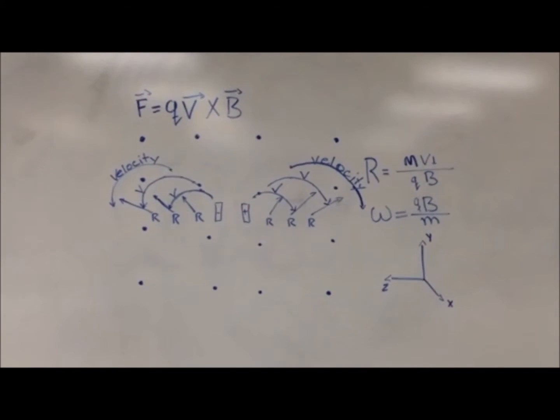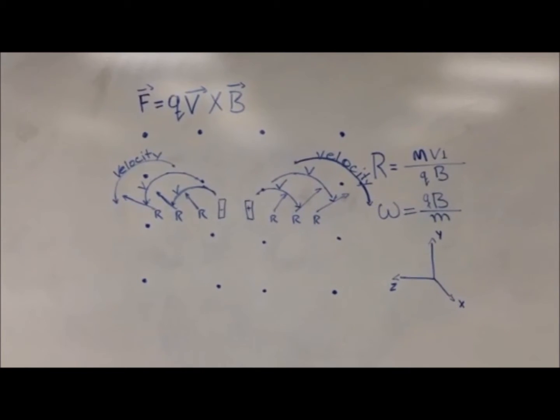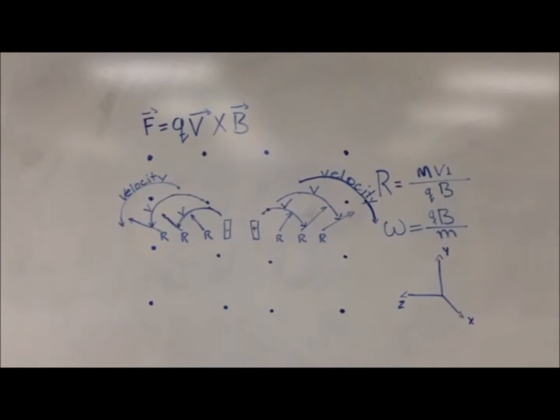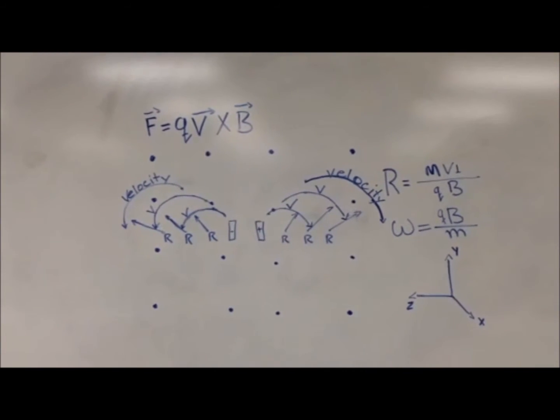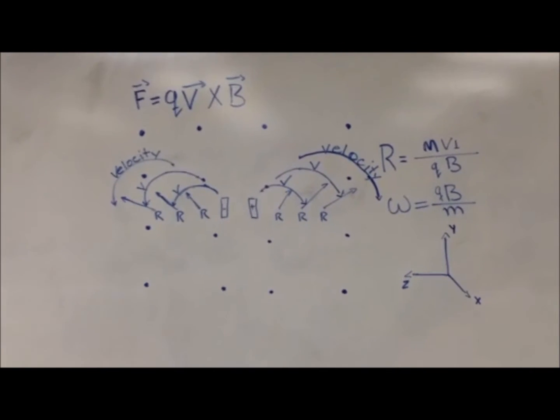Speed also affects the radius of the circular motion. However, the time it takes is not affected by the speed. The frequency of orbits only depends upon the charge, the magnetic field strength, and the charge's mass.